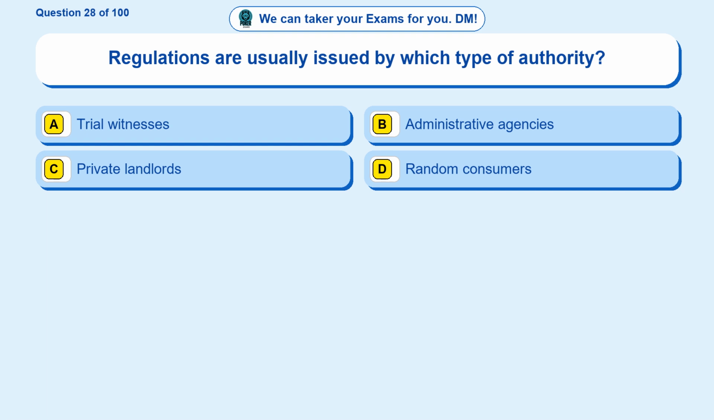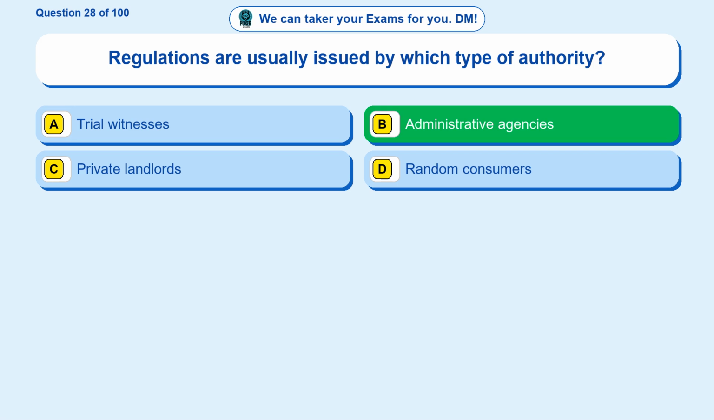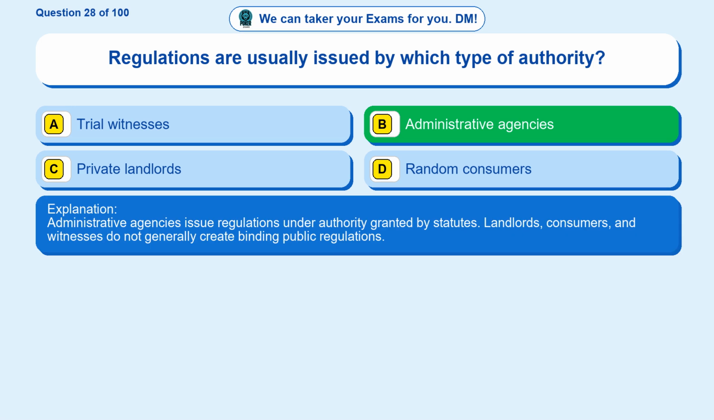Question 28. Regulations are usually issued by which type of authority? Option A, trial witnesses. Option B, administrative agencies. Option C, private landlords. Option D, random consumers. The correct answer is option B. Administrative agencies. Administrative agencies issue regulations under authority granted by statutes. Landlords, consumers, and witnesses do not generally create binding public regulations.